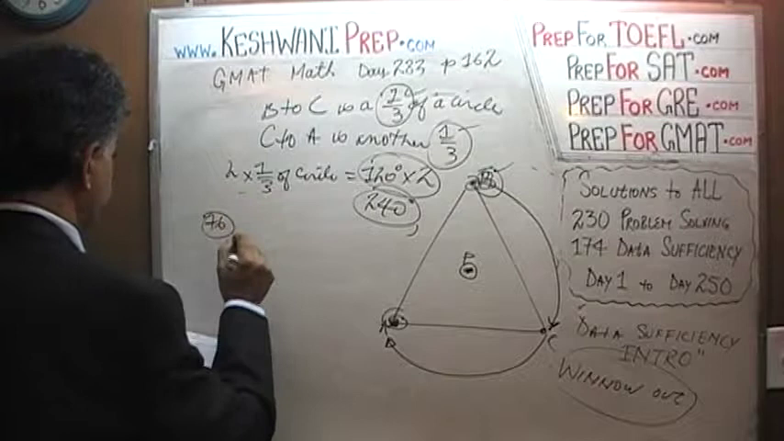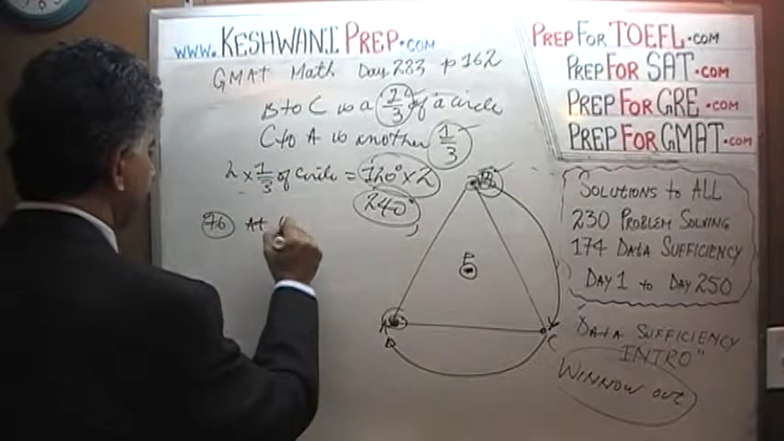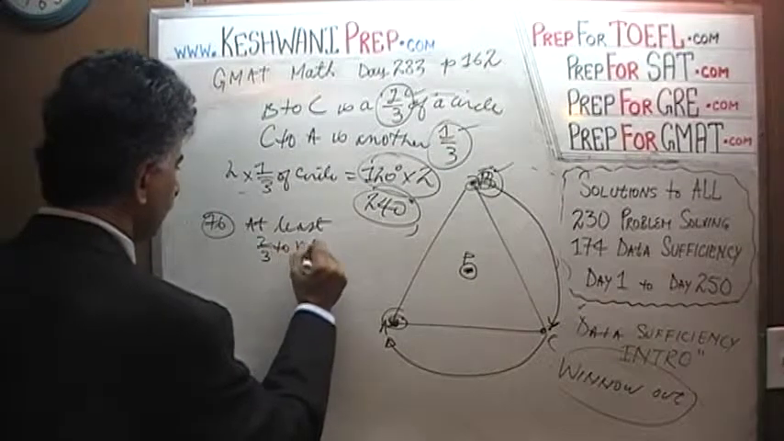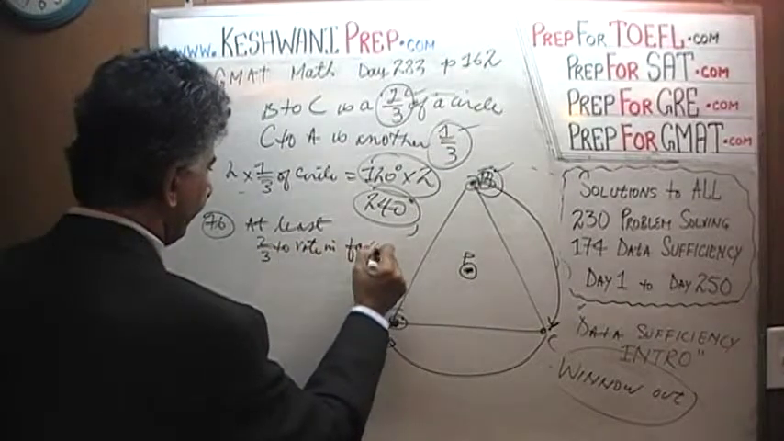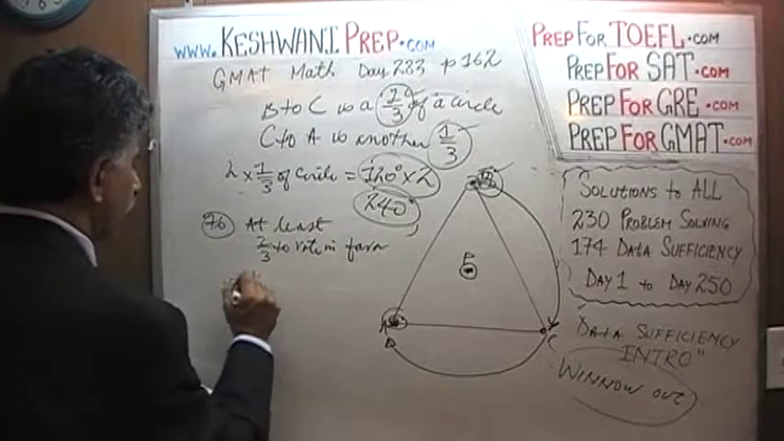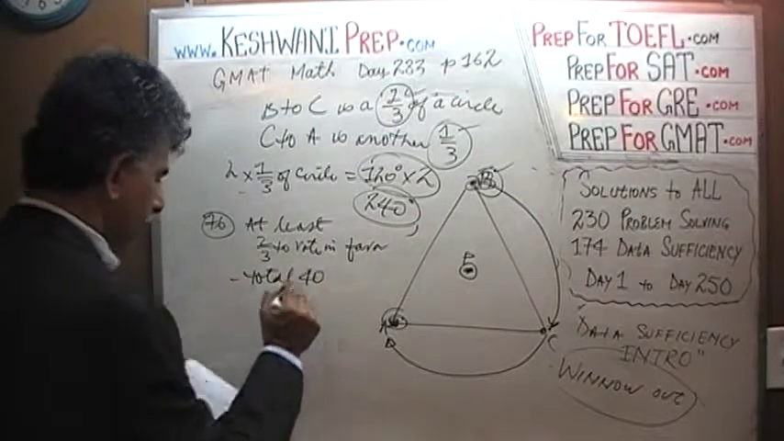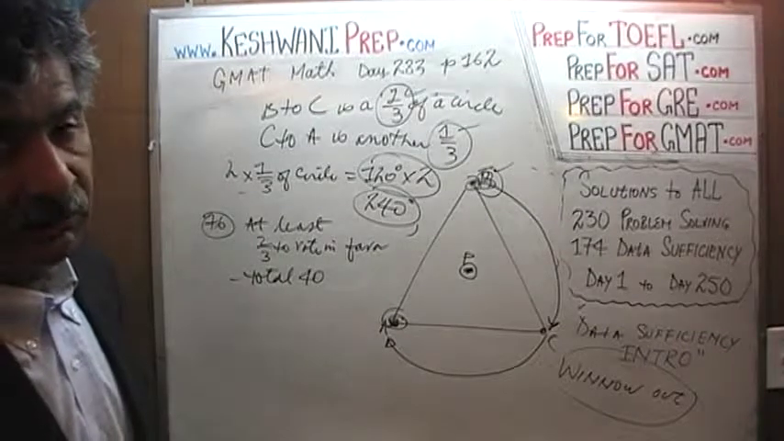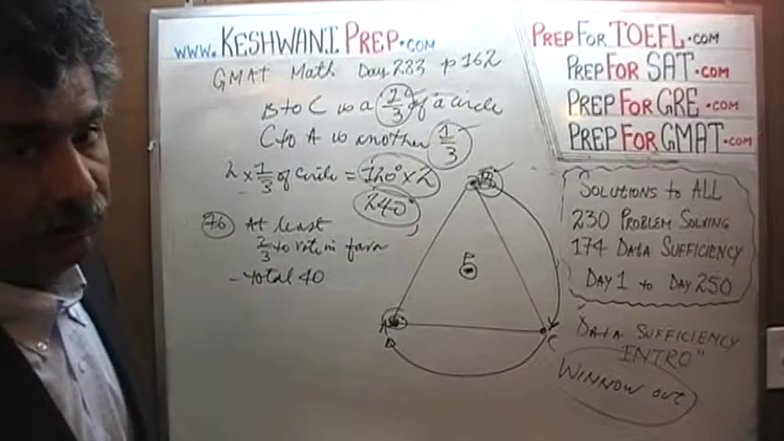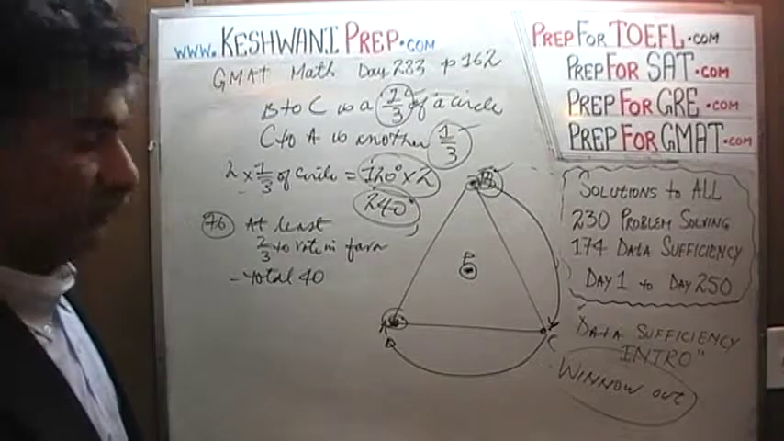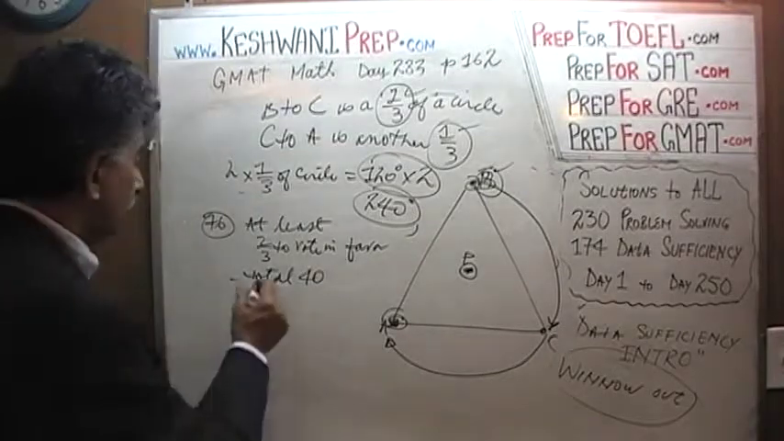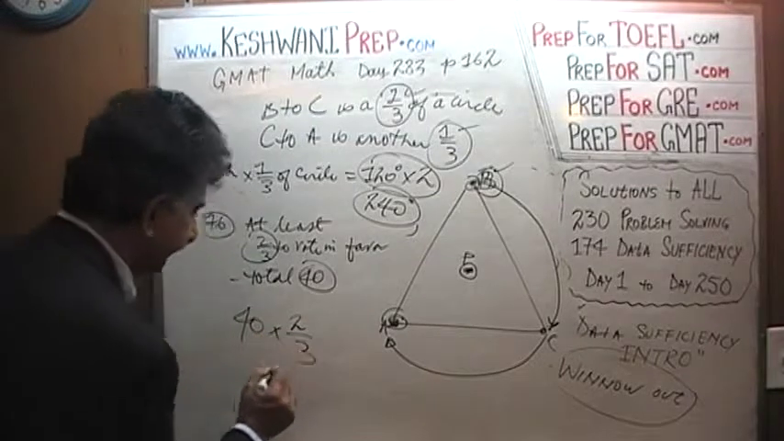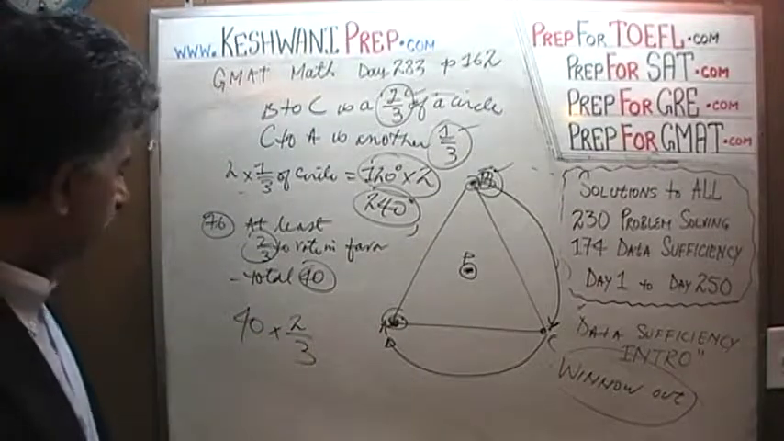Number 76. We are told that at least 2/3 have to vote in favor. We are also told that we have a total of 40 people. The question is, how many people can vote against a given measure and still it passes? In other words, we have to figure out what is 2/3 of 40. 40 times 2/3.